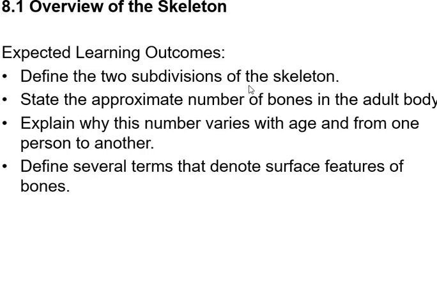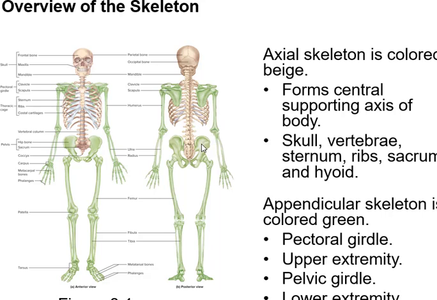The axial skeleton would be your skull, your vertebra, your ribs, and your hyoid bone. All the rest of the bones are considered to be your appendicular skeleton or your appendages. So that would be your arms, your legs, and your shoulder bones. And the hip bones are also considered to be part of the appendicular skeleton. So here's your nice little picture telling you that.